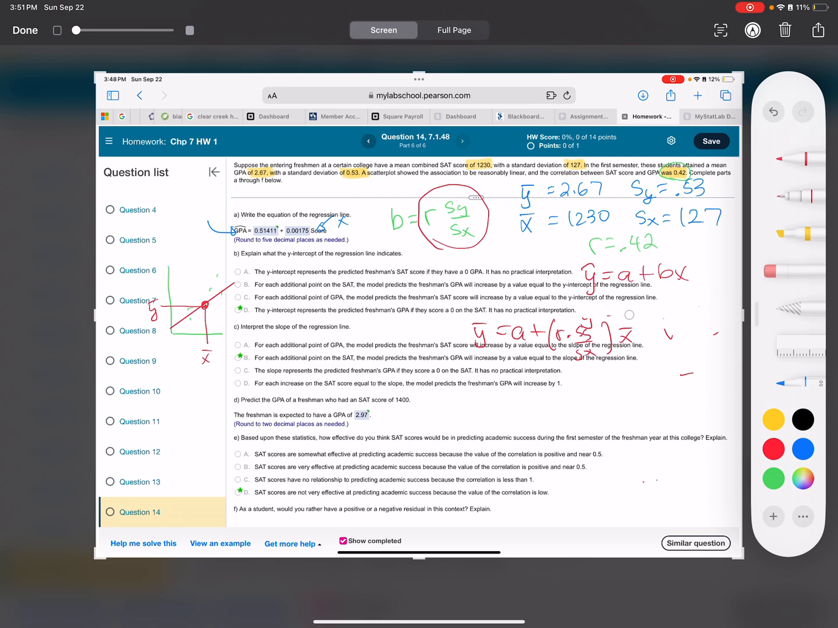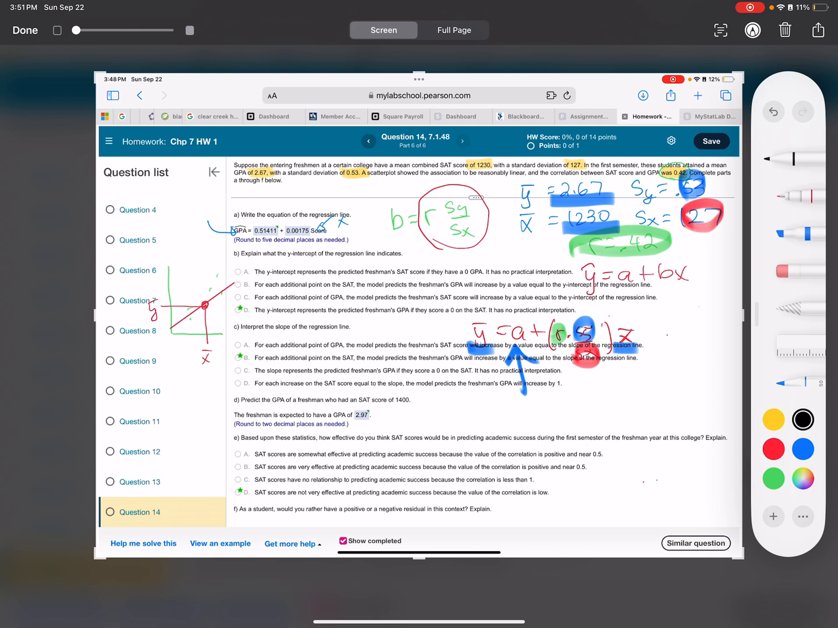Now you can see all that I know. R is here, and I know R. Sy is here, and I know Sy. Sx is here, and I know Sx. And x bar is here, and y bar is here. So now I know everything except a, and then I'll solve this for a.